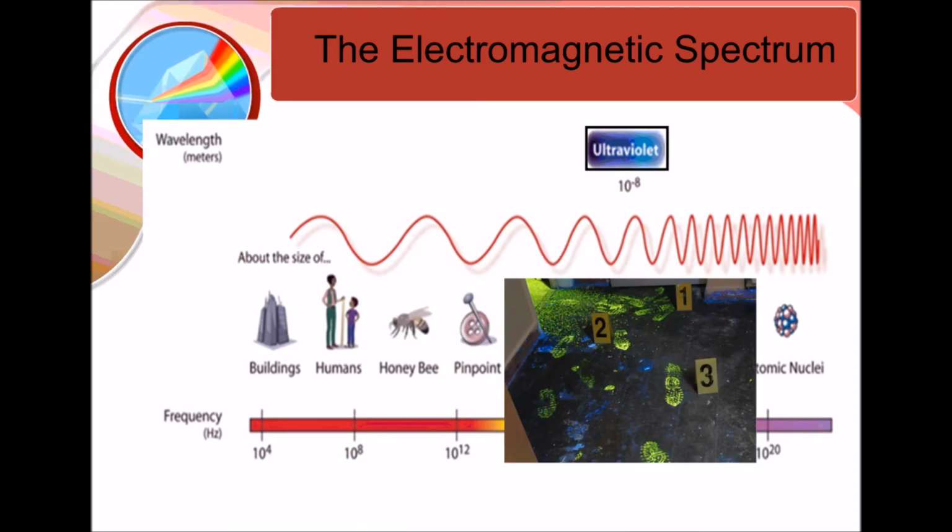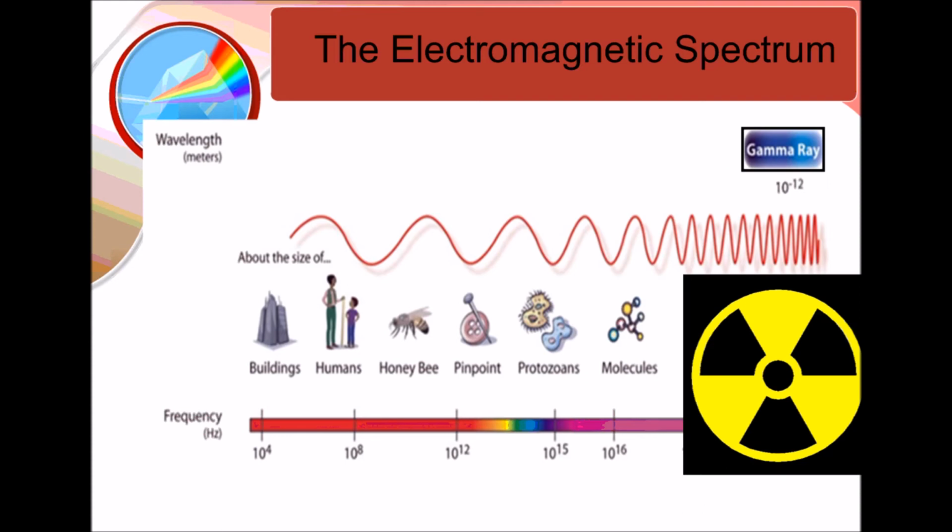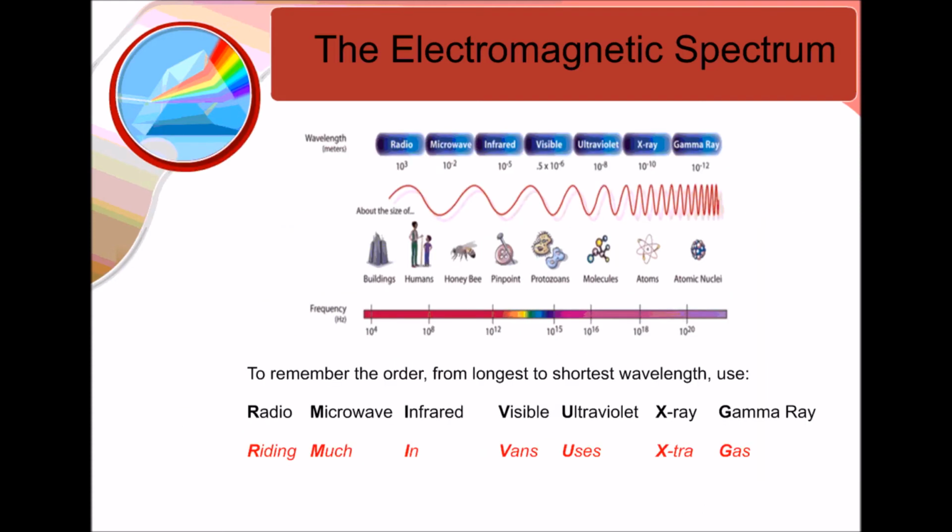Ultraviolet light is used in tanning beds, and forensic scientists use it to detect blood and other bodily fluids at a crime scene. X-rays are used to detect broken bones. And lastly, gamma rays are emitted during nuclear reactions. To remember the order of the EM spectrum, from longest to shortest wavelength, use the saying, "Riding much in vans uses extra gas."